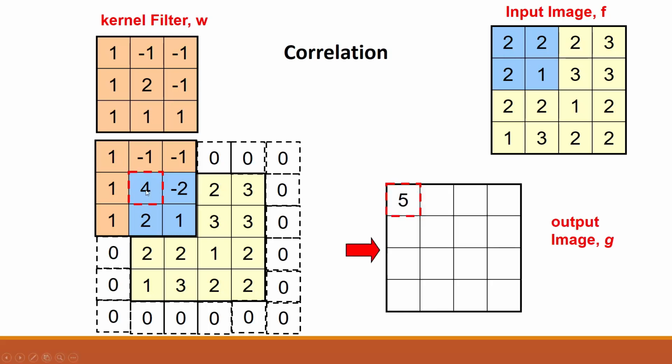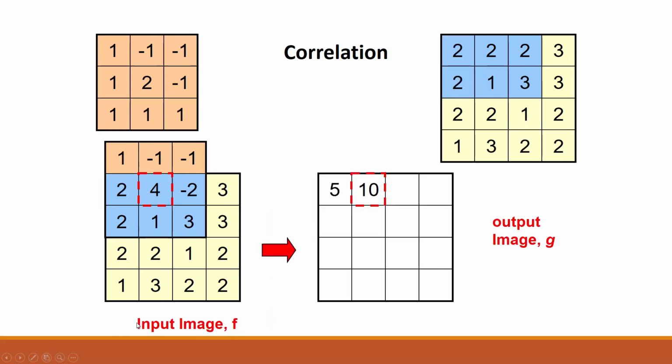Now we are going to sweep this kernel over the entire image. So now the position of this 2 will be shifted to this place. So now 2 into 2 is 4, 1 into 2 is 2, minus 1 into 2 is minus 2, 1 into 0, this element is okay, 1 into 2 is 2, 1 into 1 is 1, 1 into 3 is 3.